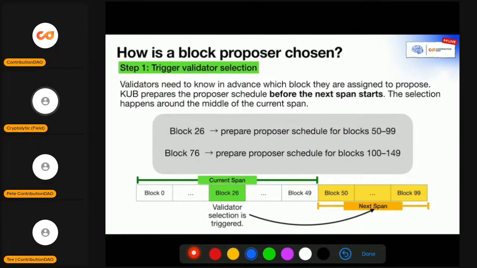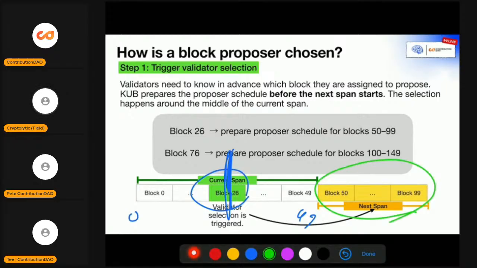So what they do is run the assigning process at the middle of the current span. Like, if the current span is from block 0 to block 49, a span of 50 blocks, it is going to run the validator selection, or the assigning process, at block 26 to determine who are going to be the processors for block 50 to block 99.